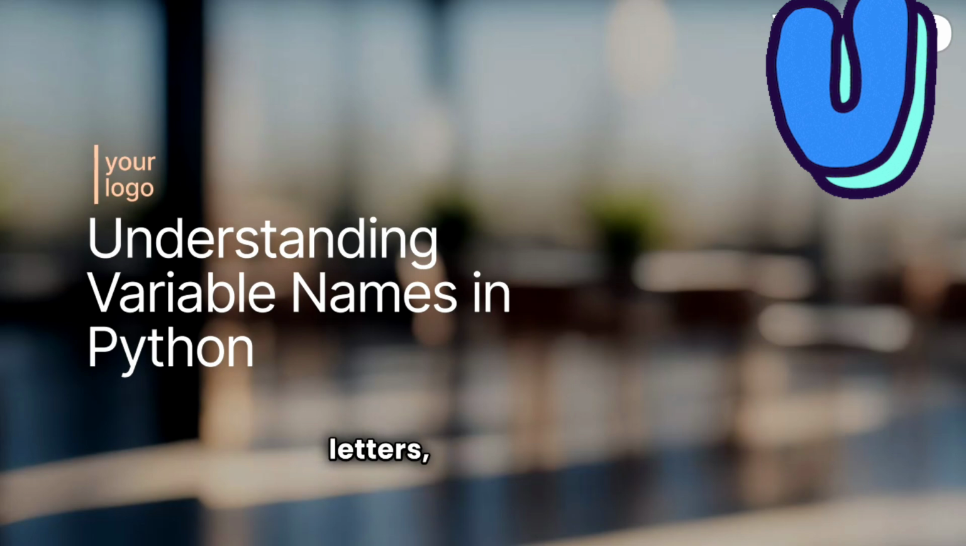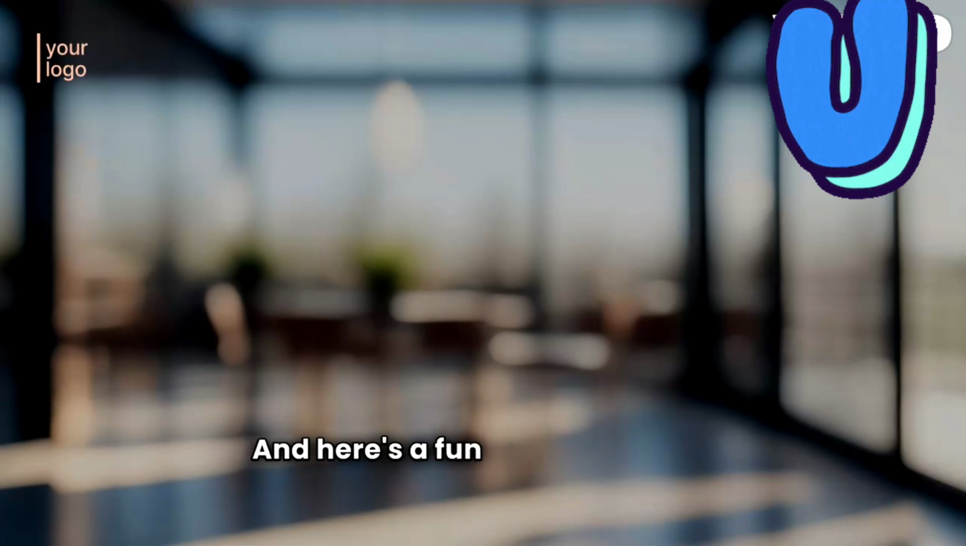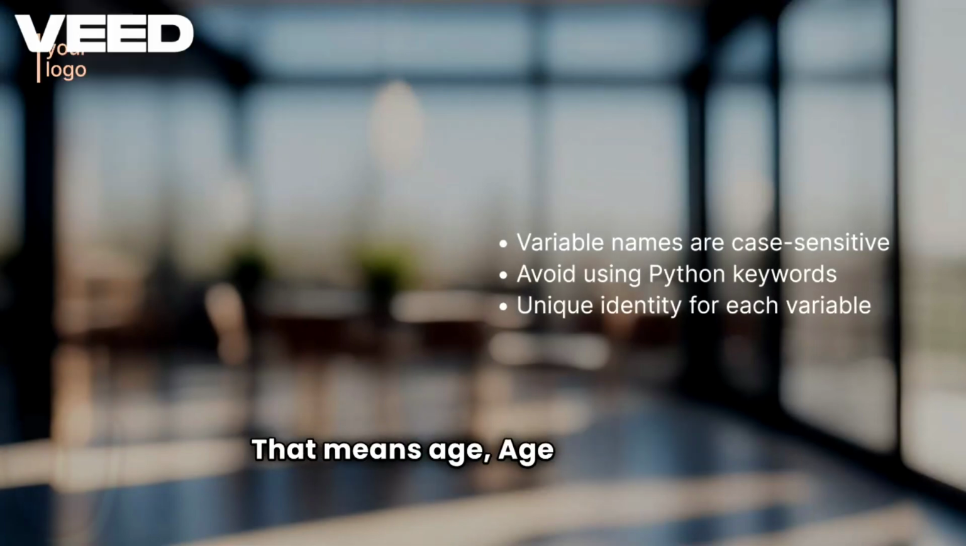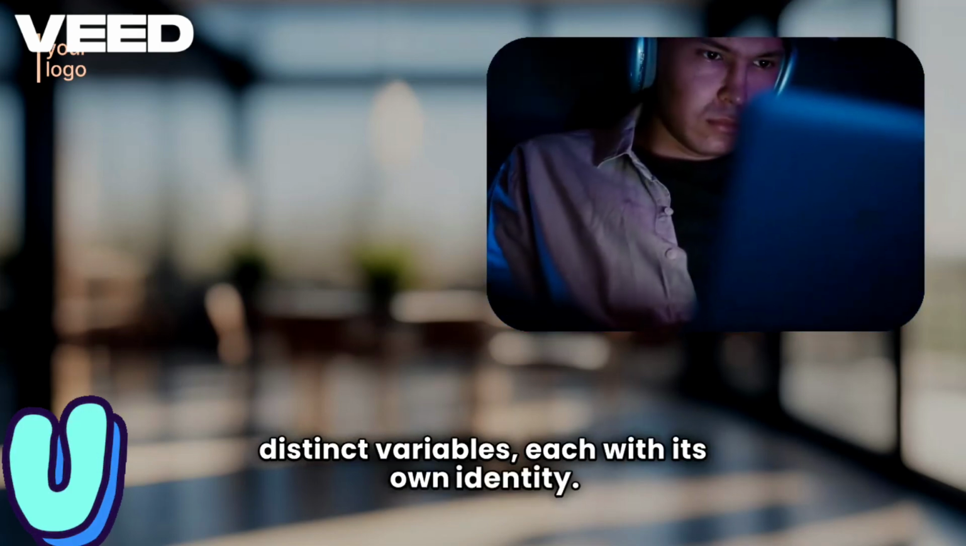You can mix letters, numbers, and underscores, but keep it clean, no special characters allowed. And here's a fun fact. Variable names are case sensitive. That means age, Age, and AGE are three distinct variables, each with its own identity.